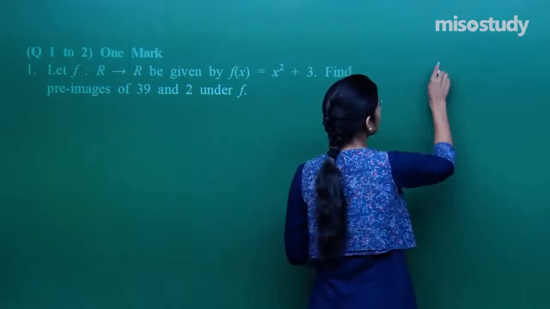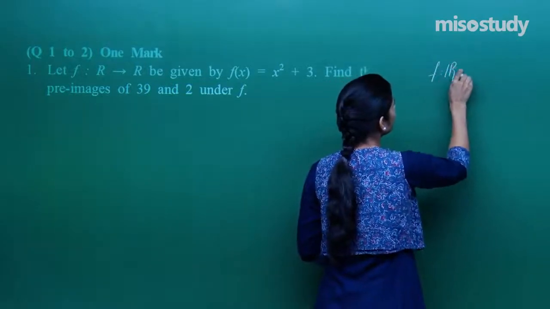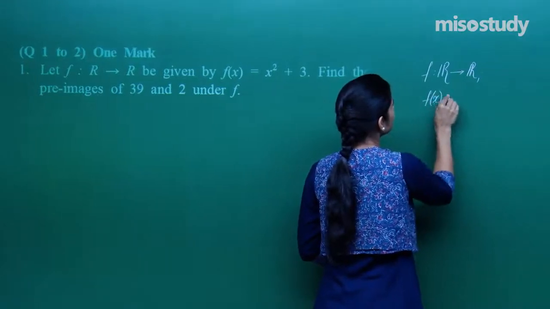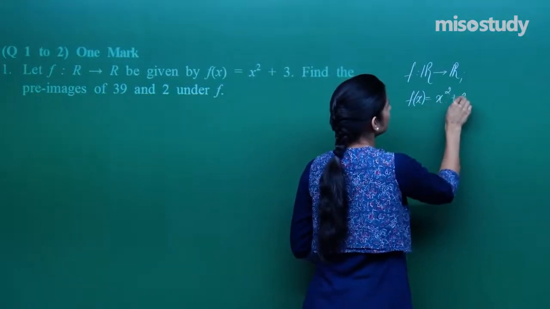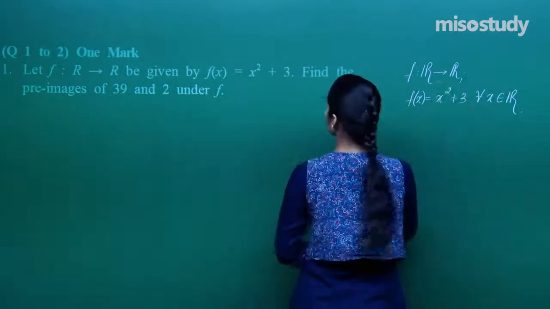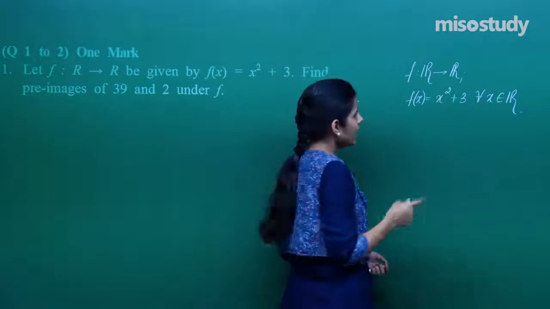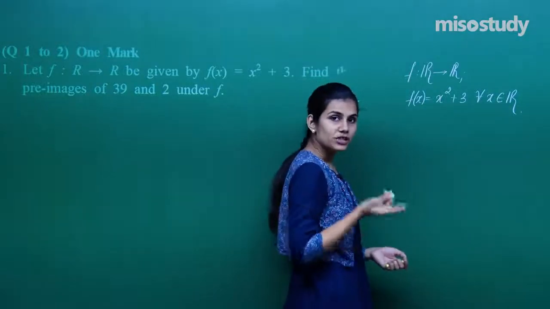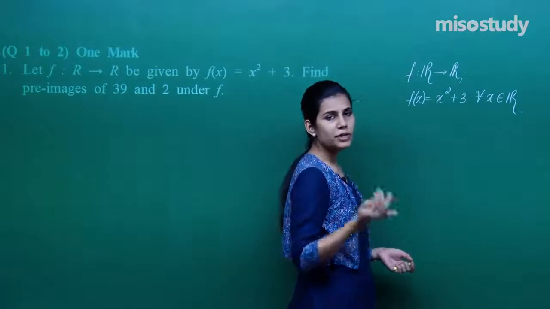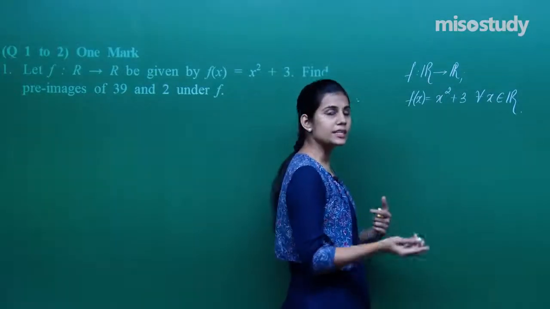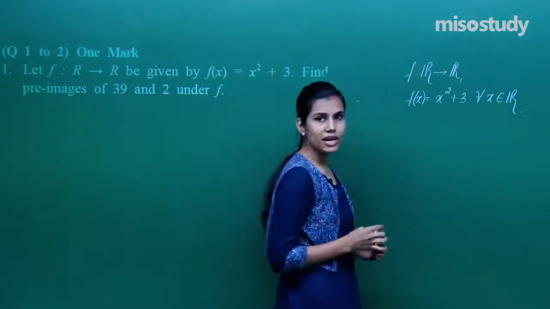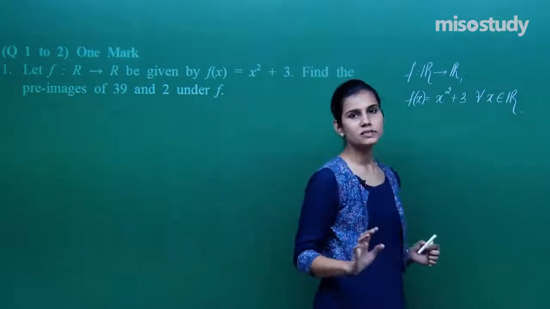Now f is a function given from the collection of all reals to the collection of all reals such that f(x) equals x square plus 3 for all x coming from the domain of f, which is the collection of all reals. I need to find the preimage of 39 and preimage of 2. There is no guarantee that their preimages exist, or that exactly one preimage exists or more than one preimages exist. Everything we have to verify, but first thing that the question is valid.